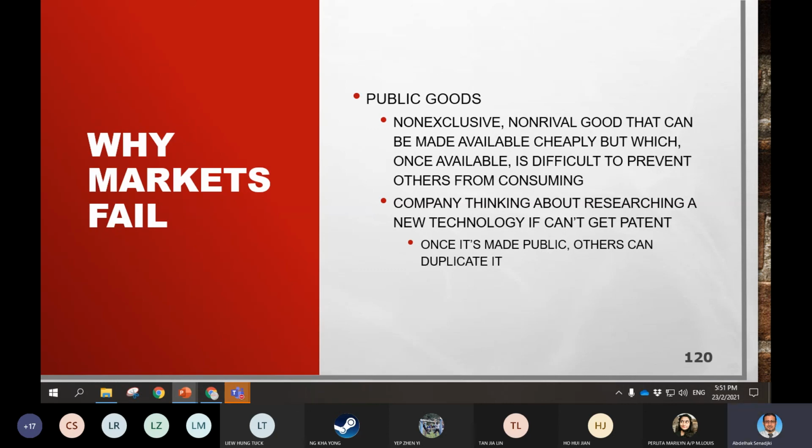So, four things. We have imperfect market, as in monopoly or market power. We have public goods, externality, and lack of information, or imperfect information. So these are the four reasons why the market fails.